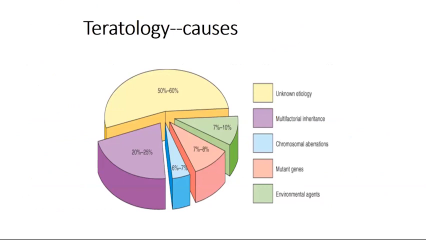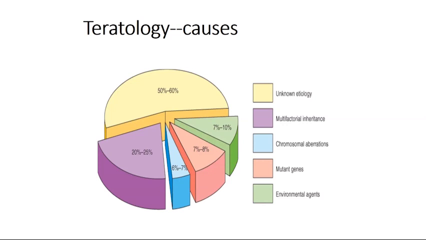Now, if you see this chart, it shows you what percentage can be the cause of the anomaly. As we have already said, 50 to 60% is of unknown etiology. You do not know the cause of the anomaly. Then multifactorial is mixed, that is genetic plus environmental factors, about 20 to 25%. Then the chromosomal aberrations are 6 to 7%. Mutant genes, which are again genetic in nature, are also 7 to 8%, and environmental is 7 to 10%.